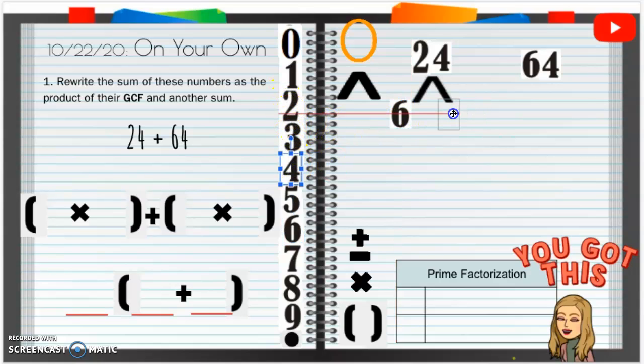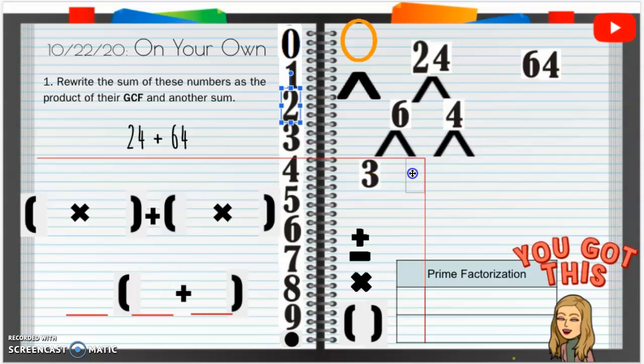Neither of those are a prime number, meaning we can't circle them because we can factor both of them, meaning we can break them down. So we're going to make a pretty Christmas tree here. We can factor the 6 and the 4. So what times what equals 6? 3 times 2 equals 6. 3 is a prime number, so I'm going to circle it because we can't break it down anymore. Same thing with 2. 2 is a prime number, so we can't break it down anymore. I'm going to circle it.